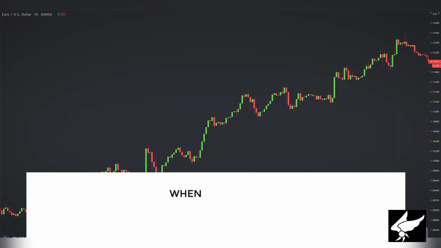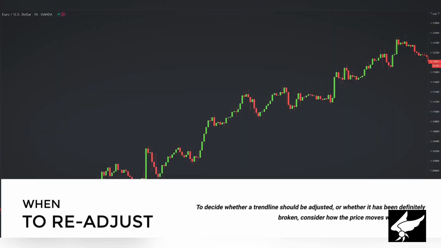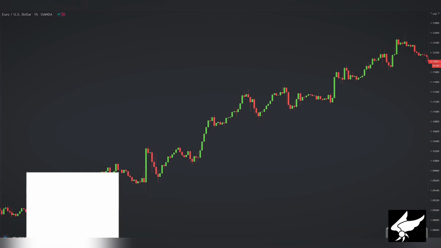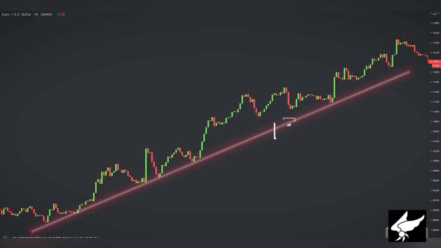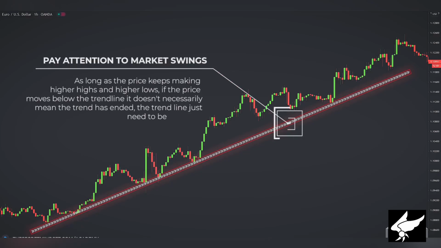To decide whether a trend line should be adjusted or whether it has been definitely broken, consider how the price moves within a trend. During an uptrend, for example, the price makes higher highs and higher lows. As long as that keeps occurring, if the price moves below the trend line, it doesn't necessarily mean that the trend has ended. The trend line just needs to be adjusted.